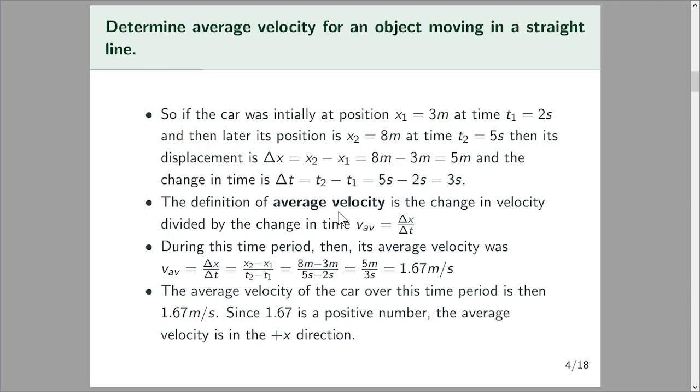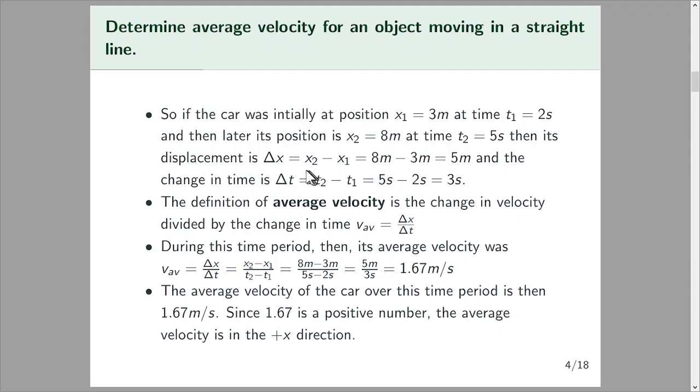So now we're going to start talking about velocity. And the way we talk about velocity is we start including time in these discussions. And so if the car was initially at position x1, just like we said earlier on the first slide, at time t1 it's 2 seconds. You look at your watch and your watch says 2 seconds, whatever that means, right? And then at a later time, its position is x2 and the time is 5 seconds.